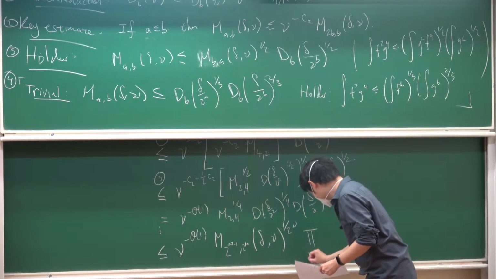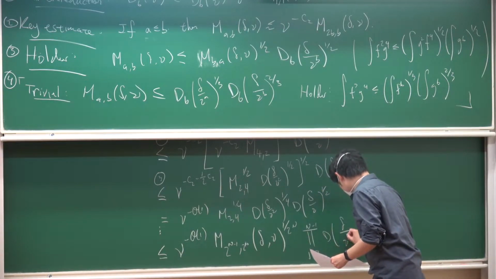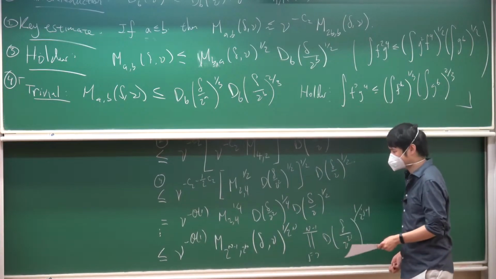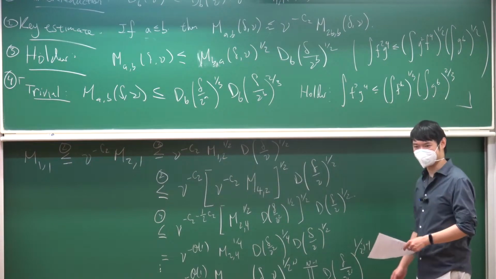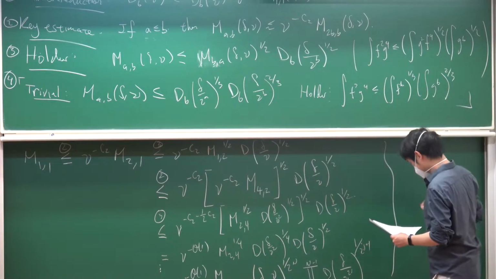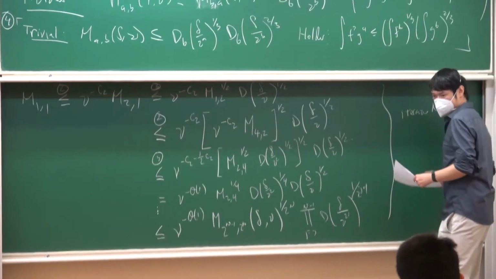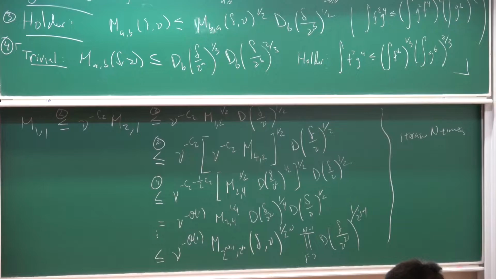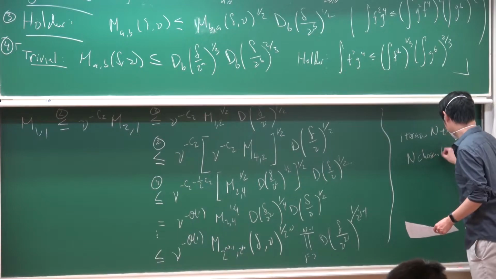And you get a product, j equals 0 to n minus 1, d of delta over nu to the 2 to the j, 1 over 2 to the j plus 1. If you check that when n is 2, you get this, then you know I haven't made any typos. So this is iterate n times, and n is a parameter chosen to be dependent on epsilon later. N chosen later.